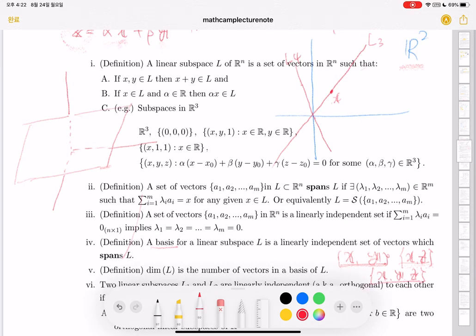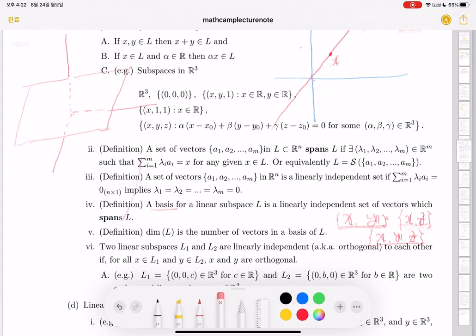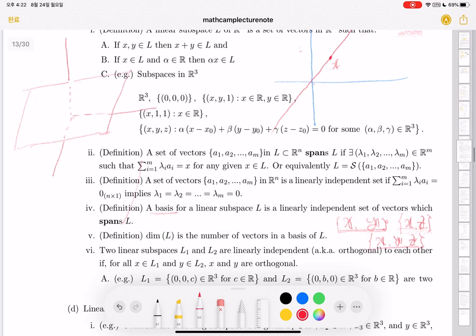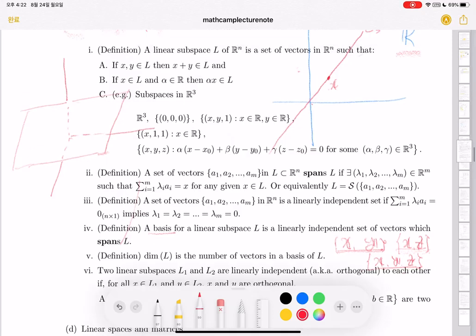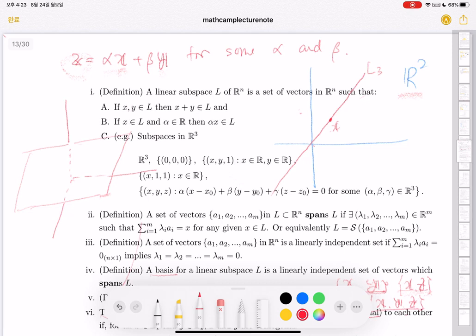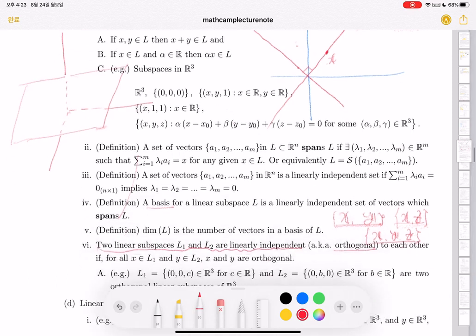Sorry, I think I need to back up. Here, I meant, so two linear subspaces are linearly independent or orthogonal to each other if vectors in the two spaces are orthogonal. Here, so L3 and L4 are orthogonal. Right? L3 and L4 are orthogonal linear subspaces. Okay.